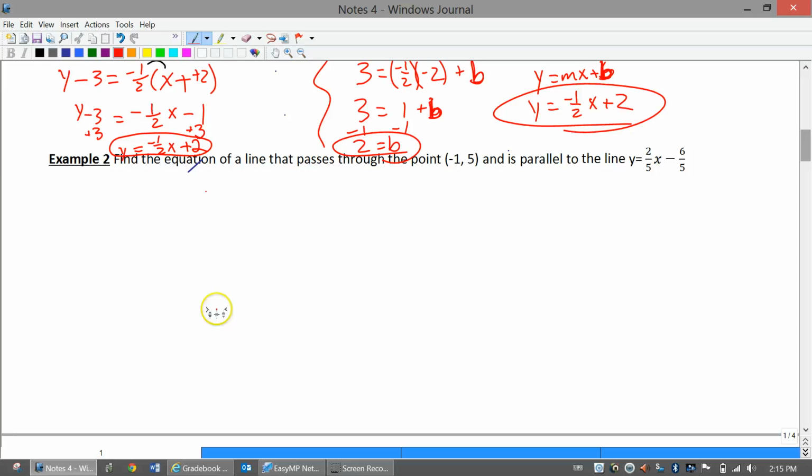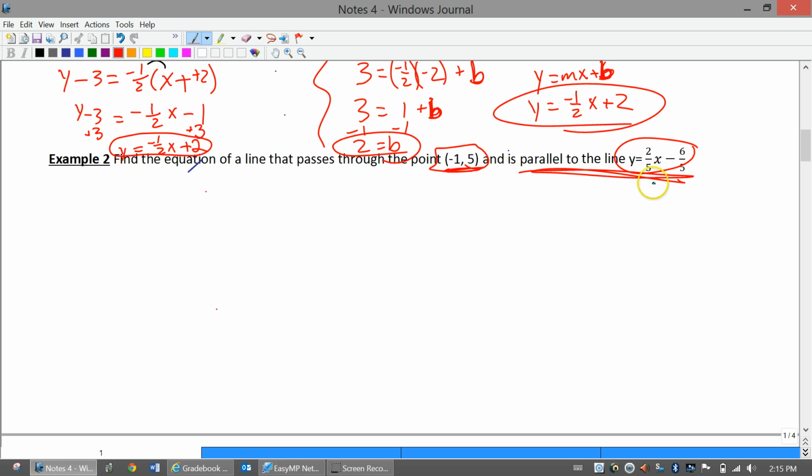All right, find the equation of the line that passes through the point -1, 5 and is parallel to this line. This gets more into geometry, talking about parallel lines. Parallel lines have the same slope. Because parallel lines have the same slope, we need to look at this line right here. This is not the line we're worried about.